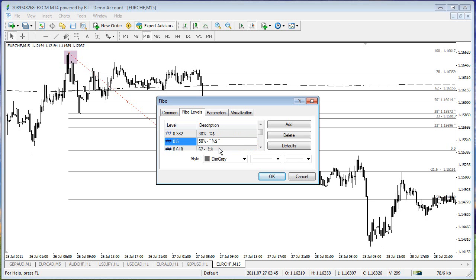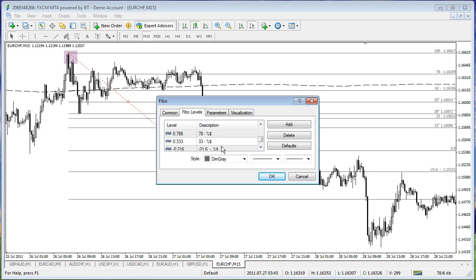Other levels that are commonly used in fib trading are the 50% level, the 61 or 62% level, the 100% level, as well as some levels beyond that. Those other levels are not as important.